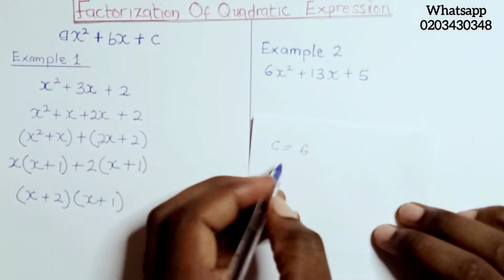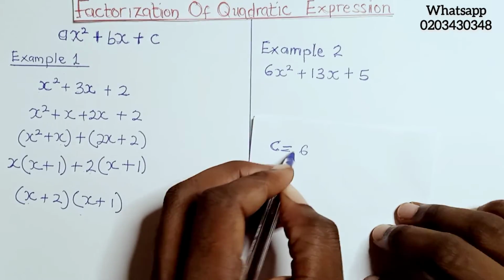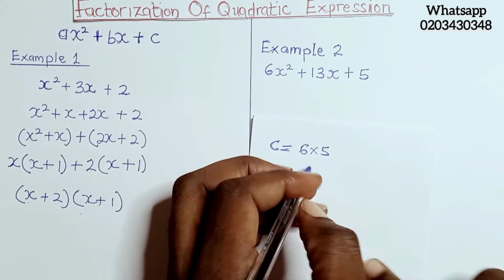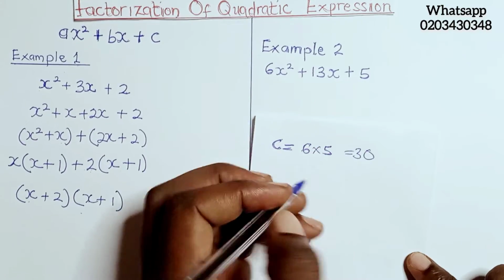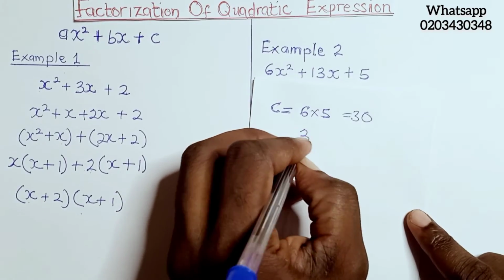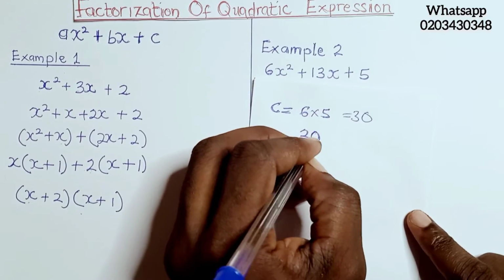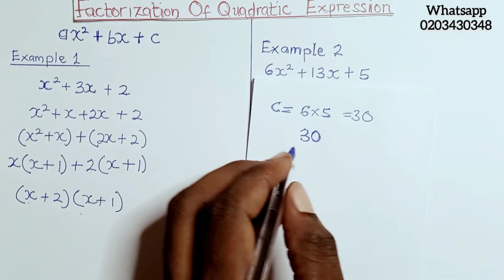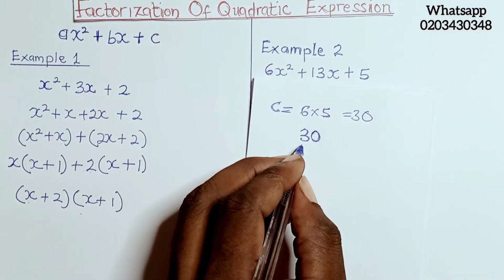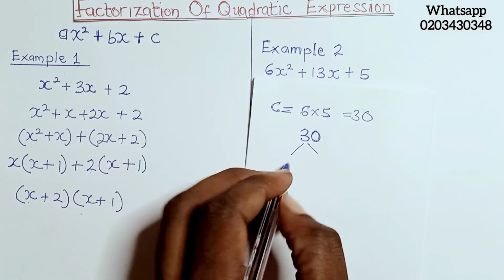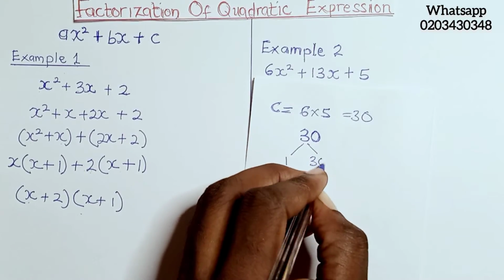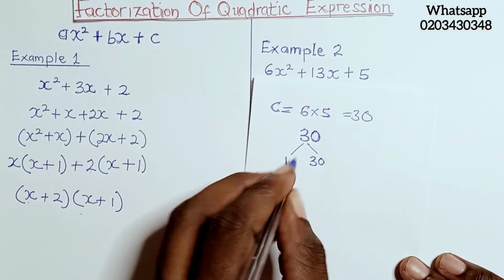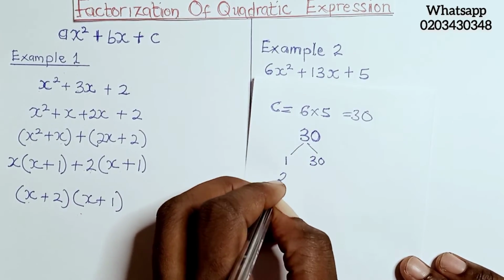So our new c will be equal to 6 times 5, which is equal to 30. So now we'll find the factors of 30. The first factor of any number is 1, and when we divide 30 by 1, we get 30. The second factor, 2, can divide 30, so it's a factor of 30.